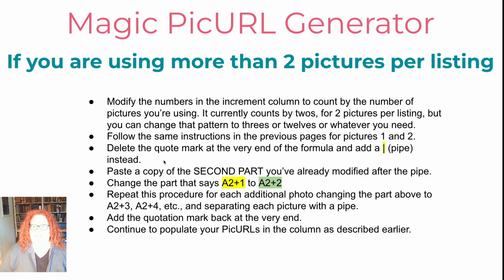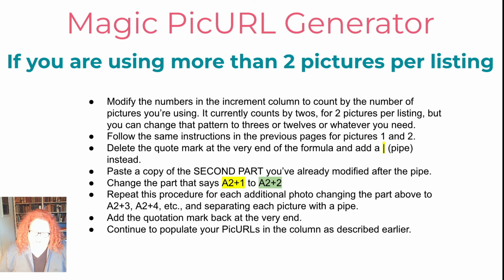So first put in your numbers in the increment column, and you then follow the same instructions we just went through for your first and second pictures, but at the end of the formula, delete the quote mark, add a pipe, and then paste a copy of the second part that you've already modified, and change A2+1 to A2+2, which means it will look at the number in the increment column, which in the case of the first one will still be 1, and it will add 2 to it. So your third picture will be 1 + 2, which is 3.